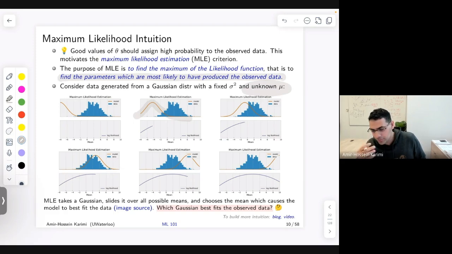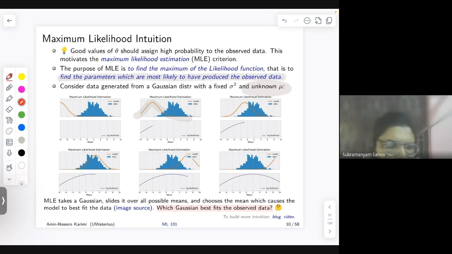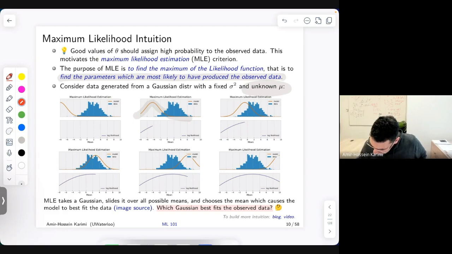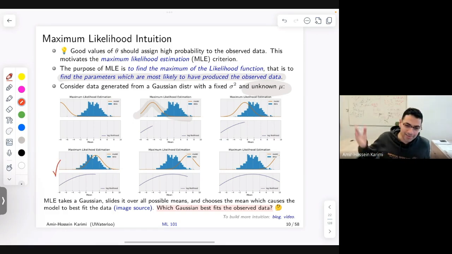Which one of the Gaussians, or which one of the subplots, do we think has the mean value that best matches the data? Someone point me to the right subplot. Fourth one? The fourth one, right? So this one down here seems to be, at least among the ones that we have on the plot, the best fit, or the best choice of the mean for a fixed variance Gaussian that fits my data.